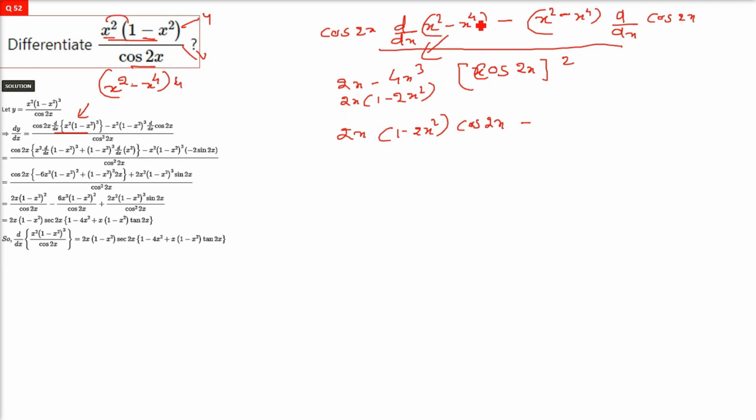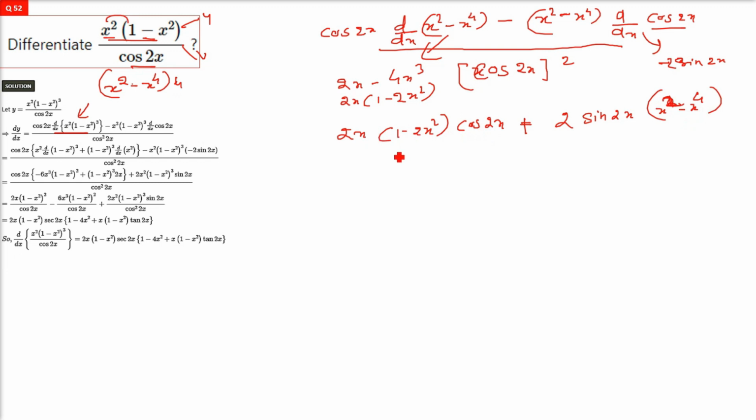x square minus x to the power 4. And differentiation of cos 2x we have to do. I'm just rechecking it because you will be finding some difference in the answer. But the process and the procedure remains the same. The d by dx of cos 2x is minus sine 2x. So 2x will be 2, because this question follows the product rule followed by the chain rule. So we have plus 2 sine 2x and x square minus x to the power 4.